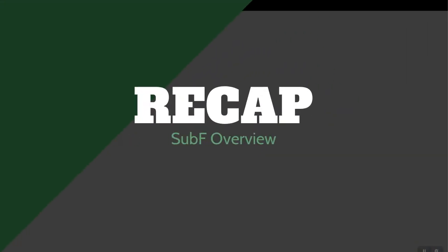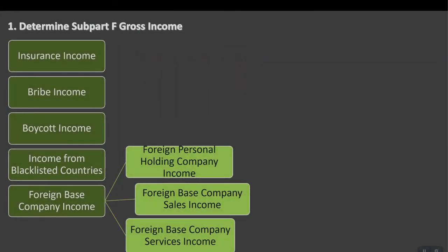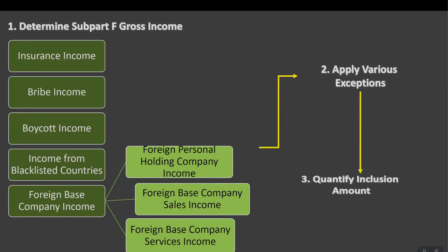To recap our overview of Subpart F, a company doing business overseas must consider whether gross income from business transactions, passive in nature, discouraged by the U.S., or involving a related party, are Subpart F income. Then look to whether there is an exception to the base rule, and then finally determine what is included in the U.S. tax return at the end of the day. This video focused on how to identify those income streams that may give rise to that Subpart F gross income.